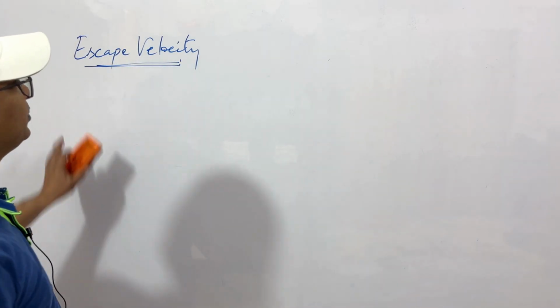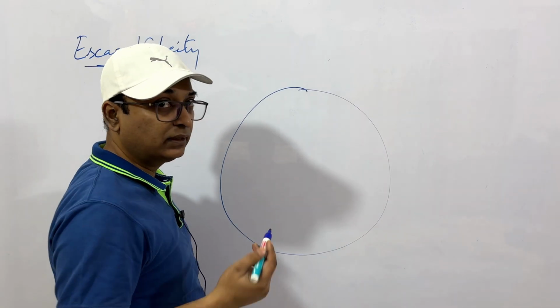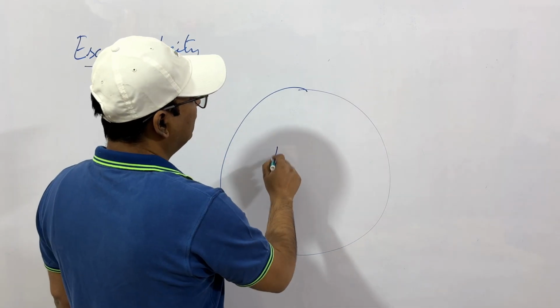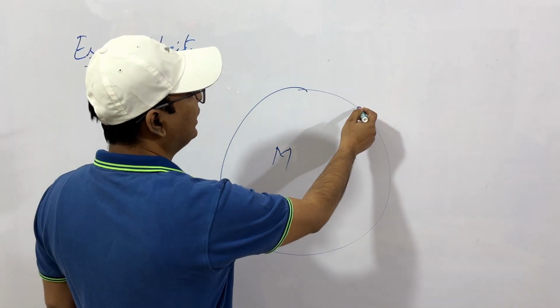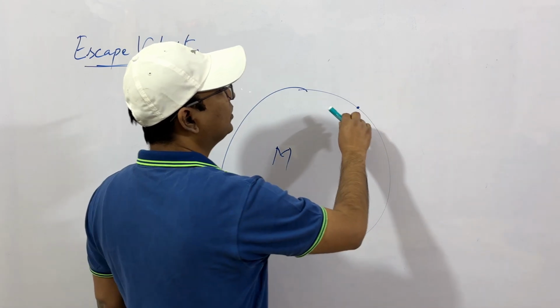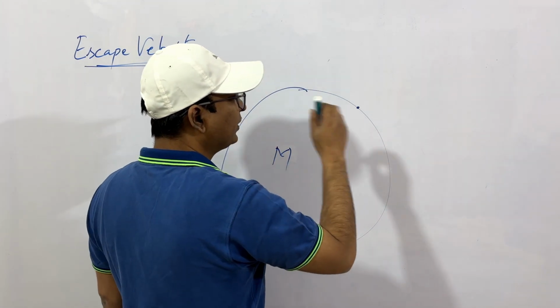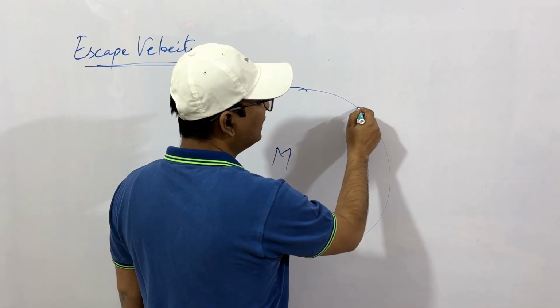Let's understand what is escape velocity. Let this be Earth. We can take any planet. Its mass is m. Because of this big mass, you'll have a gravitational potential at the surface. So you'll have a gravitational field around it. You'll require a kinetic energy to overcome this gravitational potential.